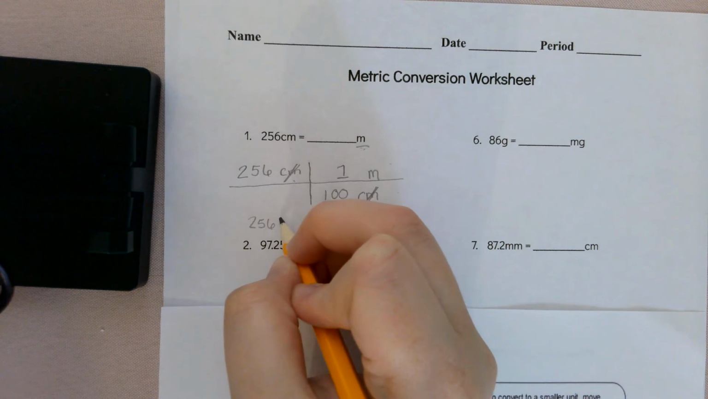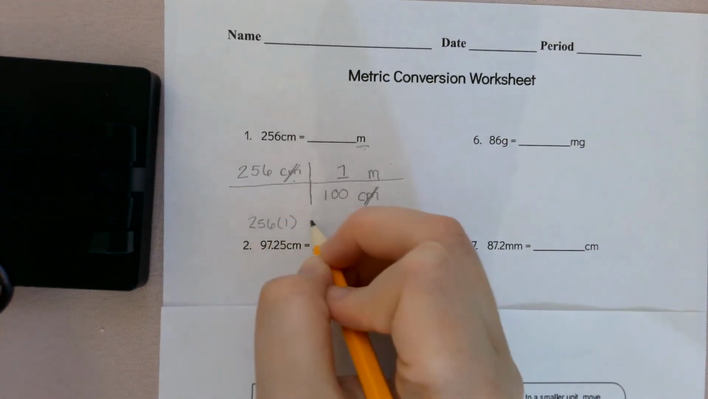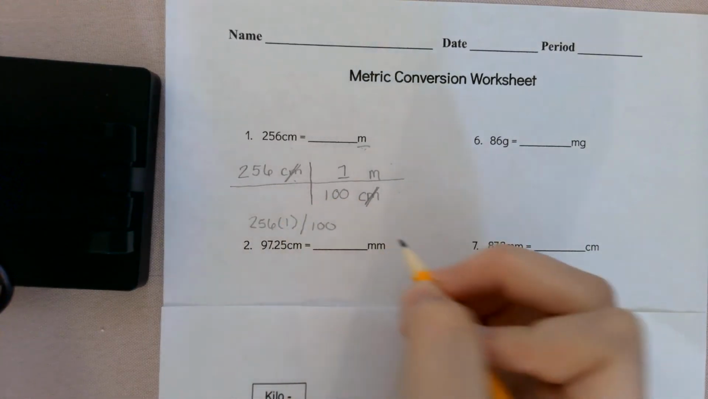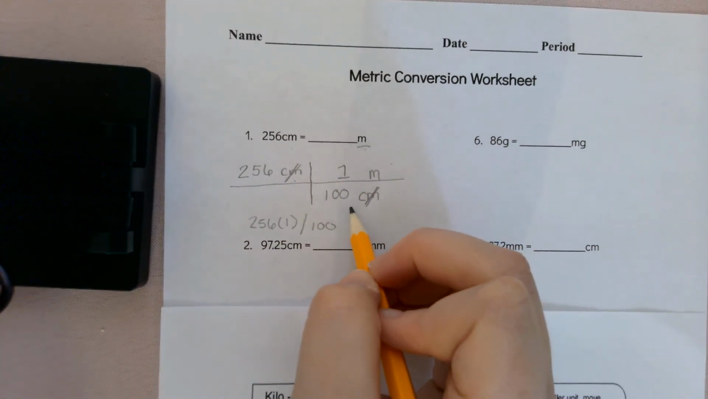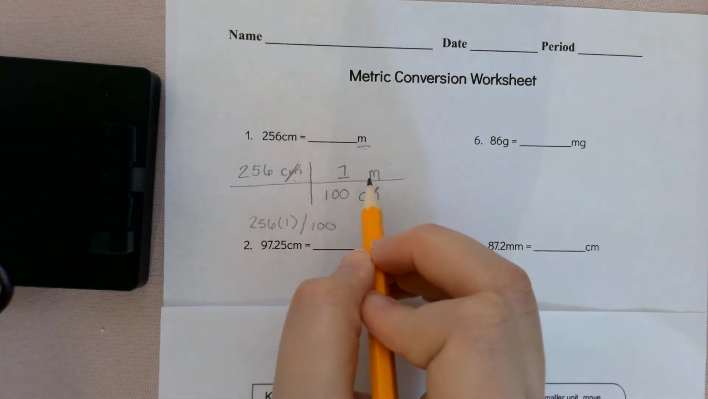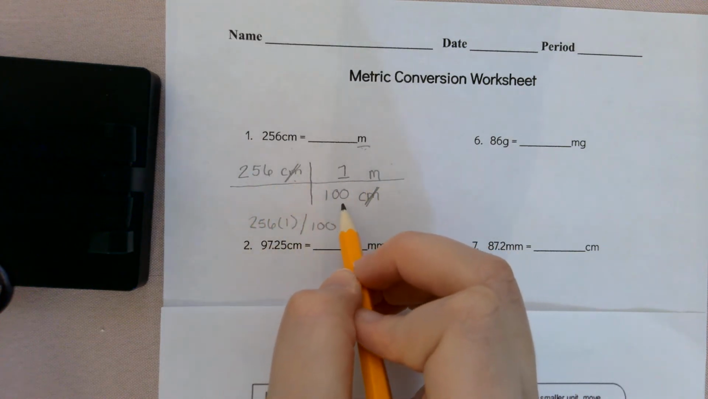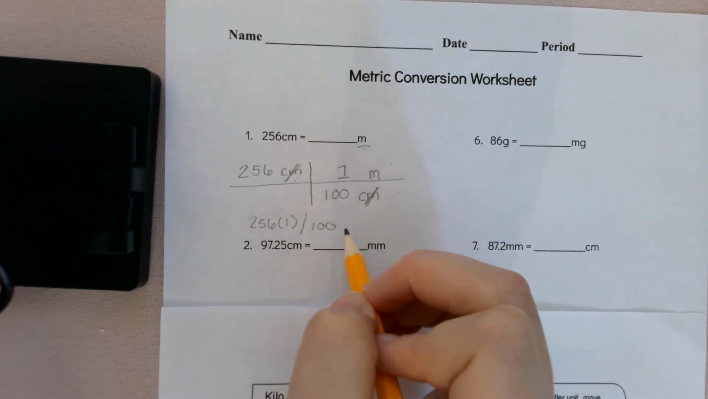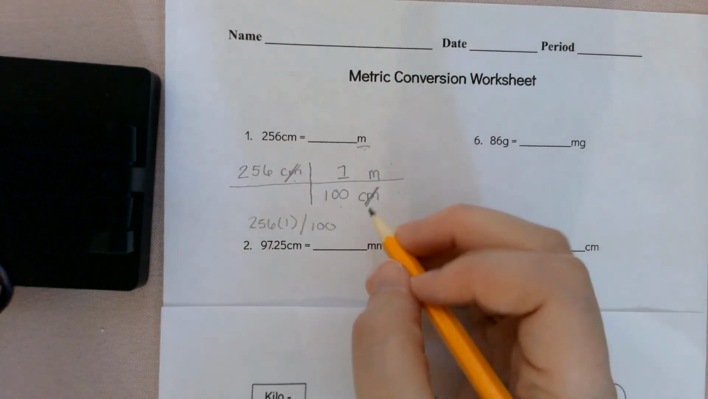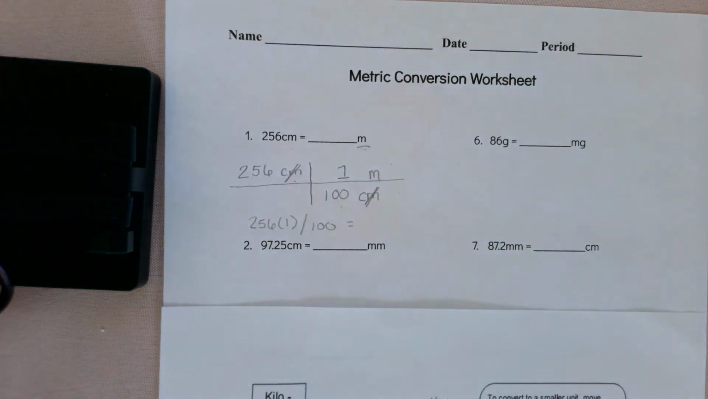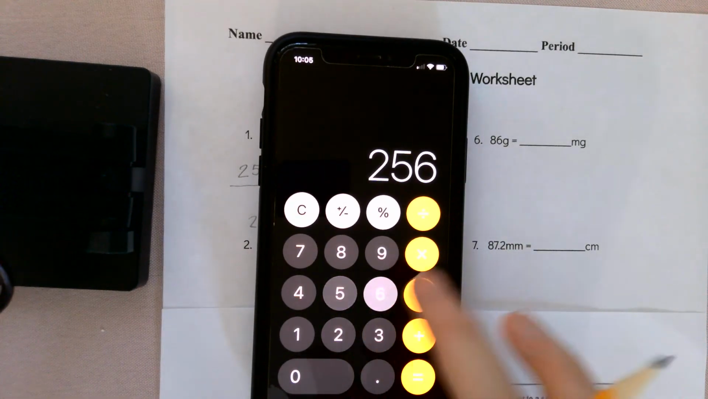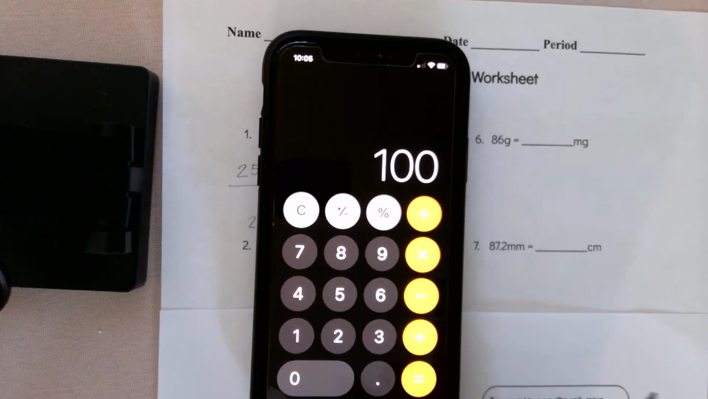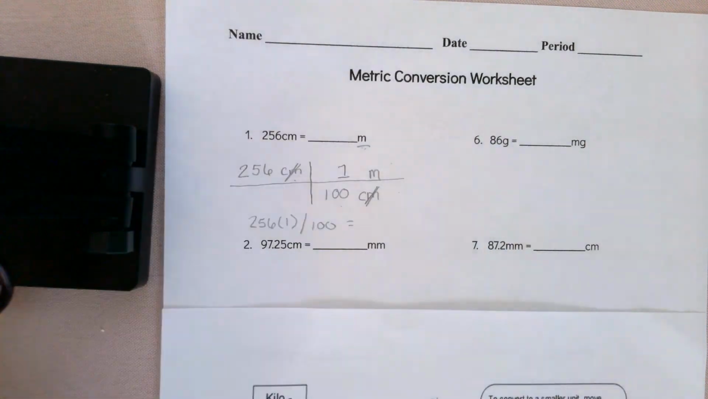So we're going to do 256 times 1 divided by 100. See that the 256 and the 1 are in the numerator. The 100 is the denominator, so we multiply across: 256 times 1, and then divide by 100, because 100 is in the denominator. All we have to do is type this into our calculator, and your phone calculator should be fine. So we have 256 divided by 100 is 2.56.